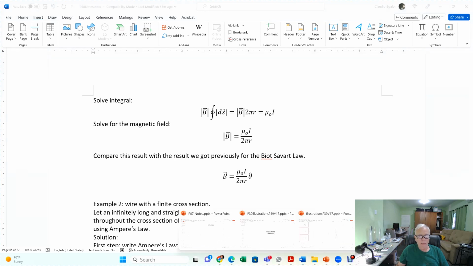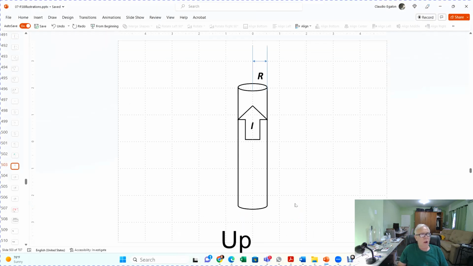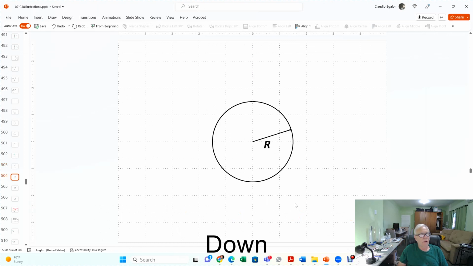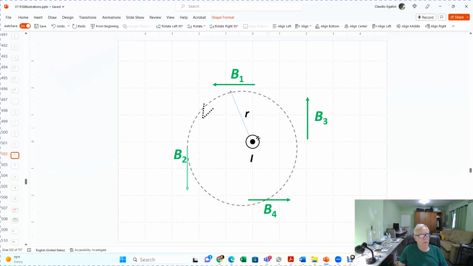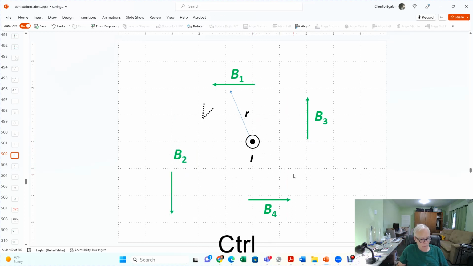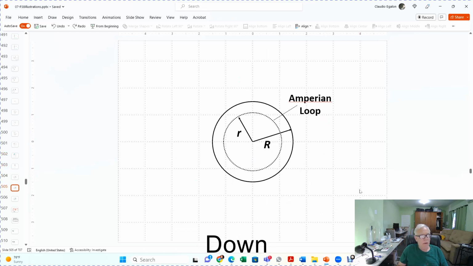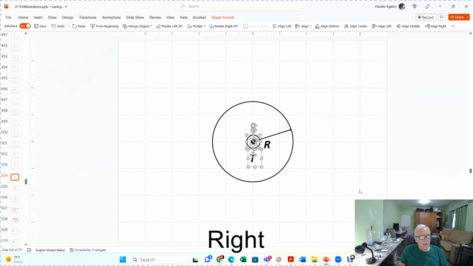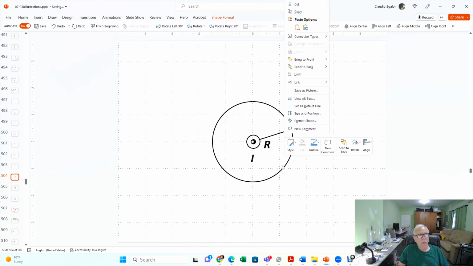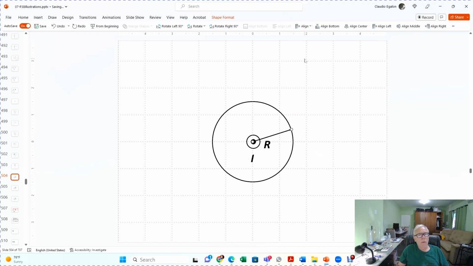So going back to the drawing, here's my rod that's carrying a current. Here's a cross section of the rod. Current is going towards you. I'm going to copy this thing here and paste it in there to remind you that there is a current coming out of the board here.